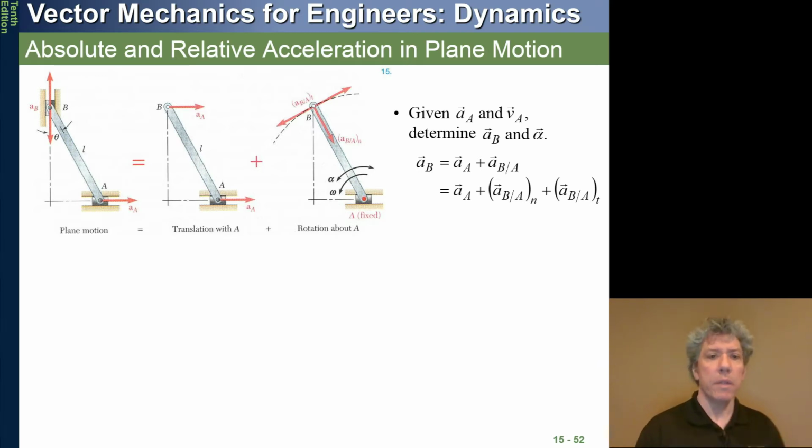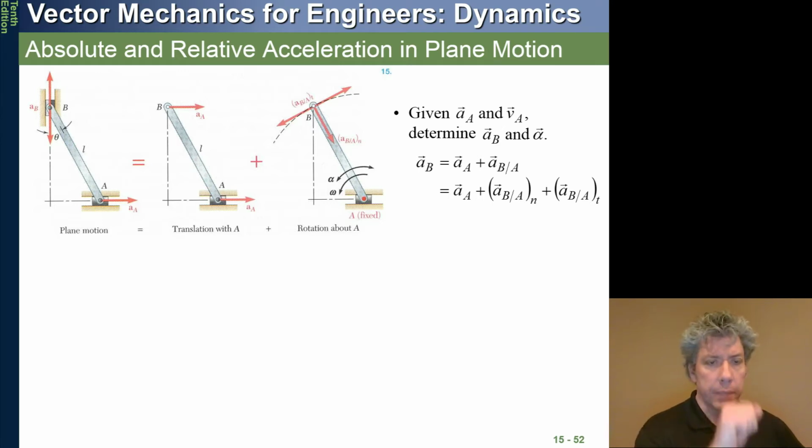So given the acceleration of a particular point and a velocity at that point, we'd like to determine the linear acceleration of another point on the same body and the angular acceleration of the body. So how on earth would you do that? Well, the first key is to realize we're always going to write a relative acceleration equation.